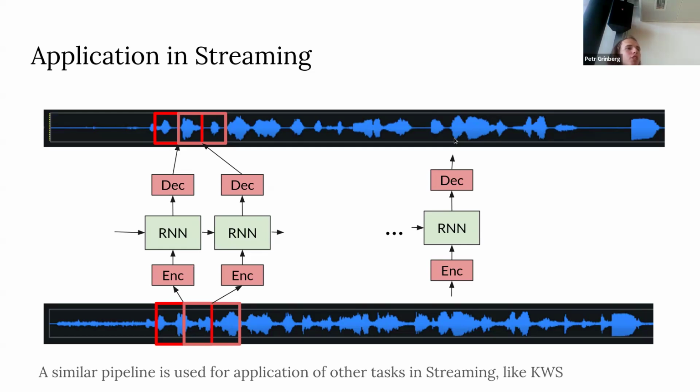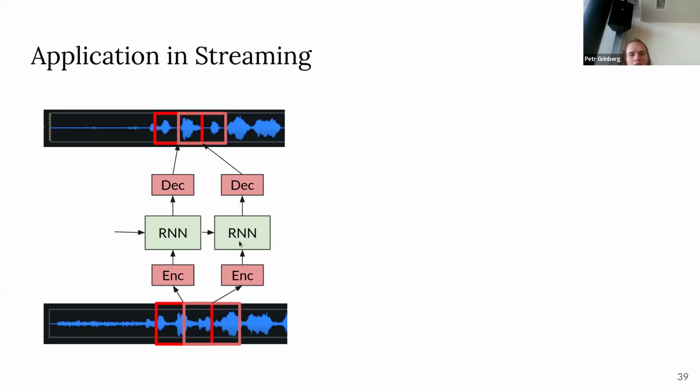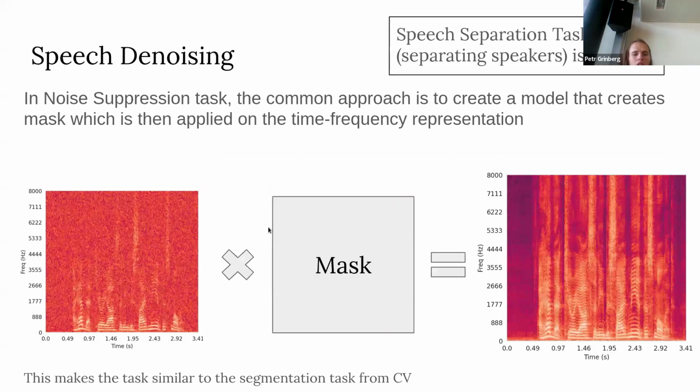When we work with keyword spotting, as we discussed last week, we can do the same thing. We can listen to the chunk and check, do we have a keyword in this chunk? If not, we move to the second chunk and so on.